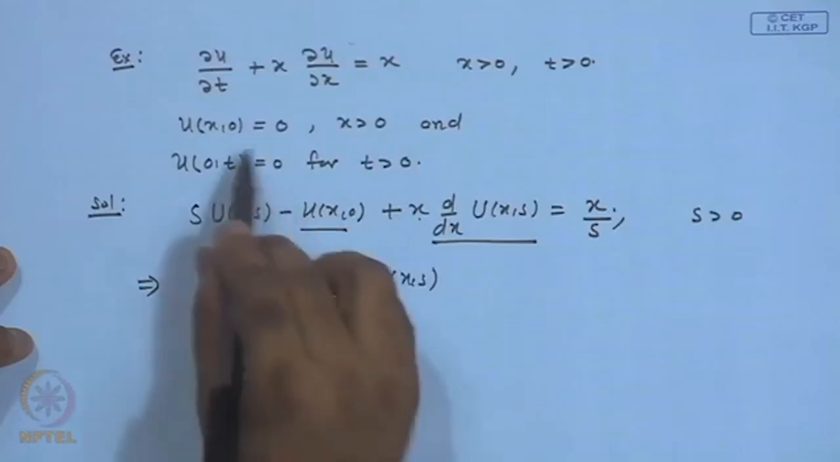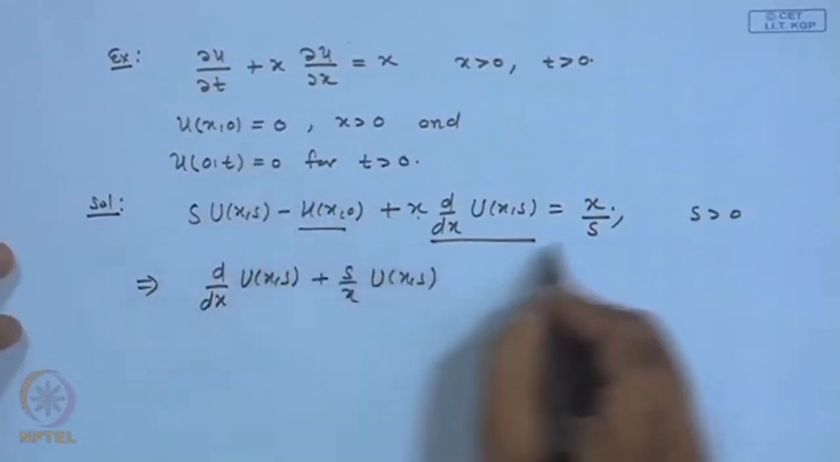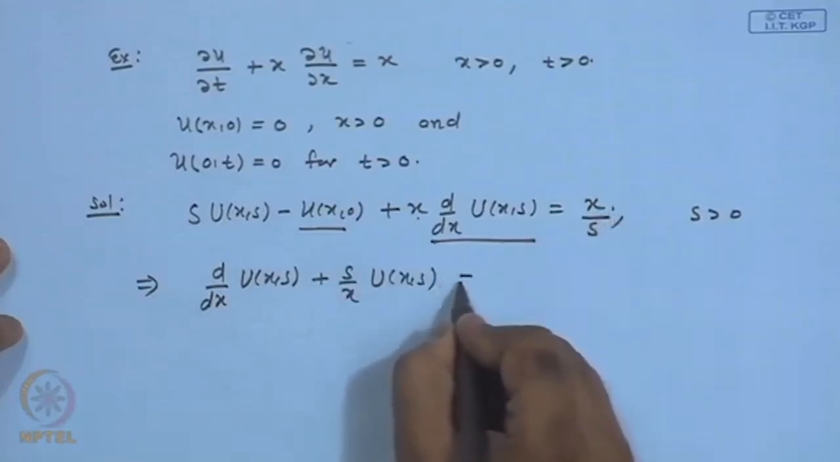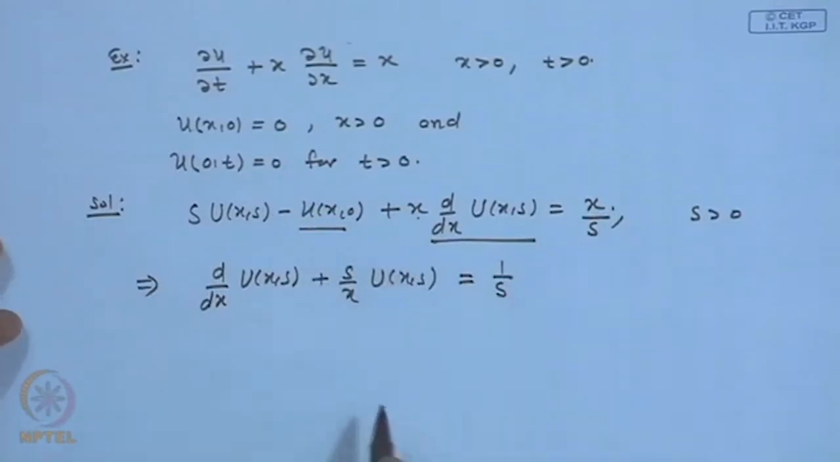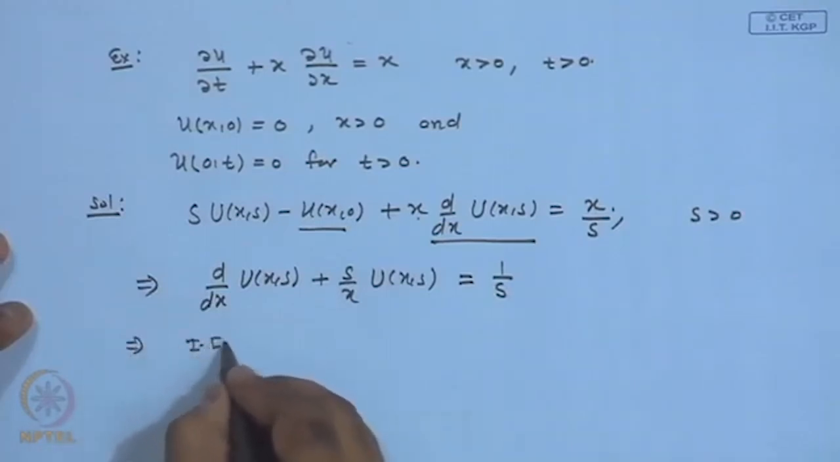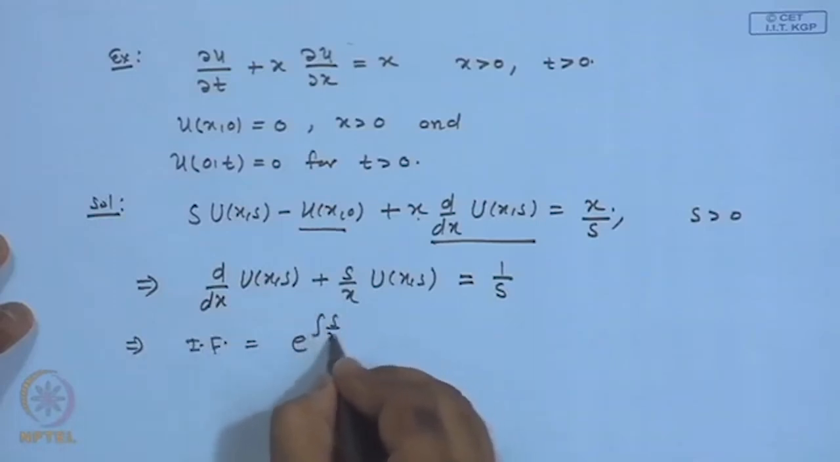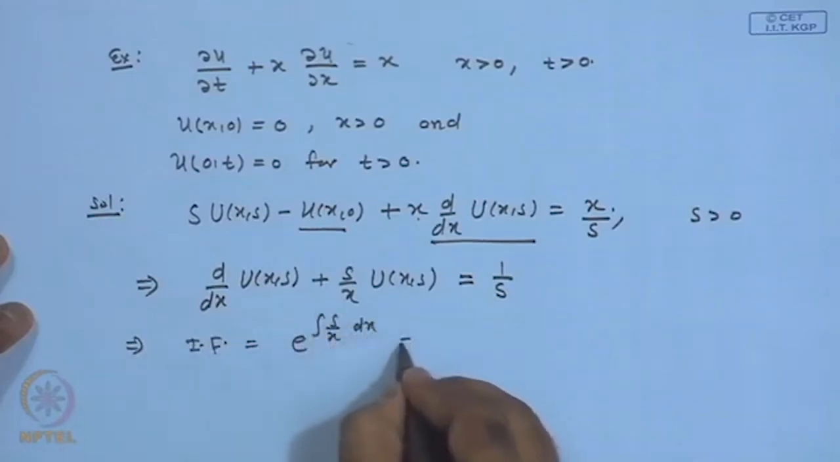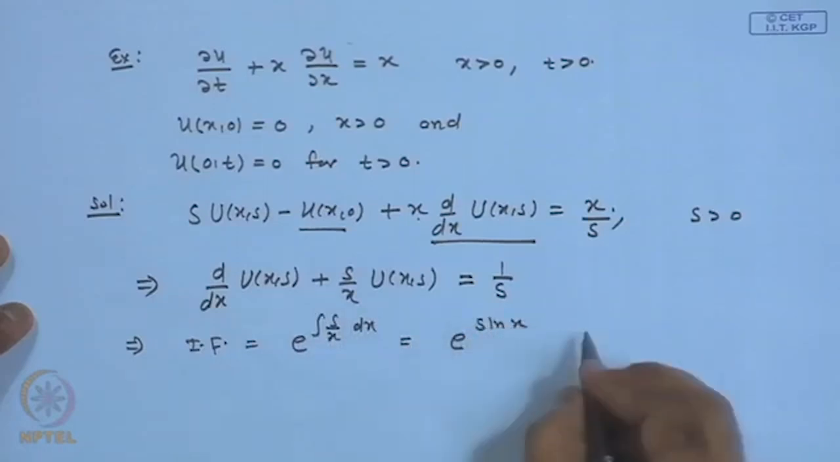u(x,0) is 0, so this will disappear, and then we are dividing by x, so here we have just 1 over s. This is again a linear differential equation, and the integrating factor to solve this would be e to the power integral of s over x dx. So this is e to the s ln x, which will be just x power s.